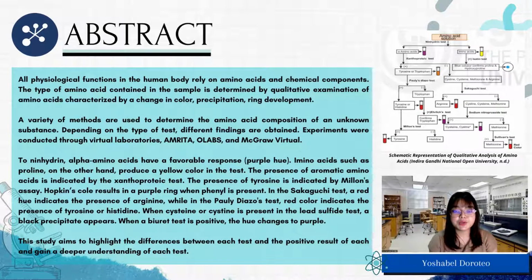Amino acids are considered to be vital in our body. They are considered to be the building blocks of proteins, which are very essential for the structure and support of our cells. They are also used in building our muscles and repairing body tissues.